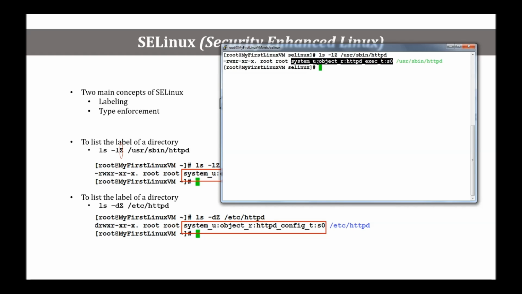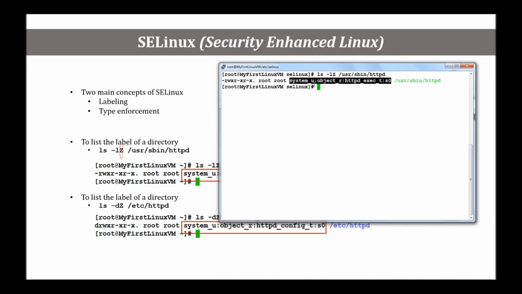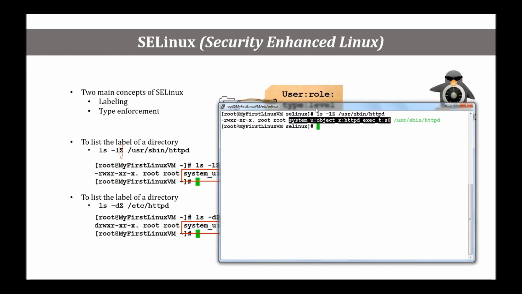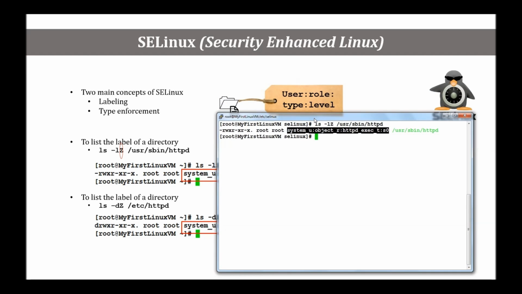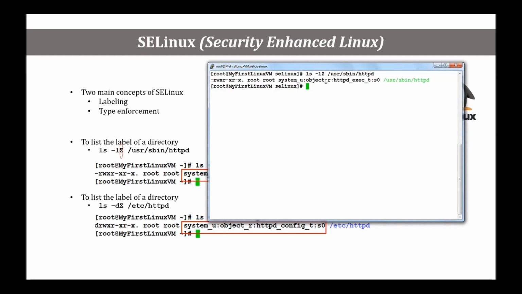Again, this label has four different categories, and each category is separated by a colon. So the first one again is user, second one is role, third one is the type, and the last one is the level. And again, this is the most important one that you should be focusing on, that you could make a change to. Alright, let's try on the directory, ls -dZ /etc/httpd.